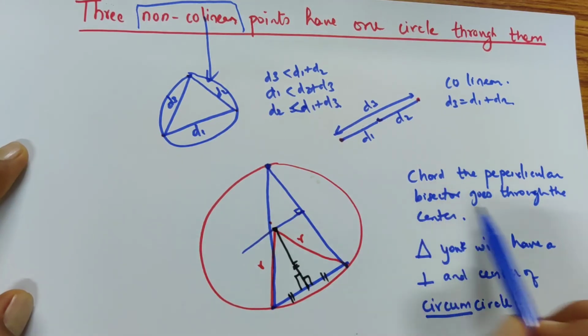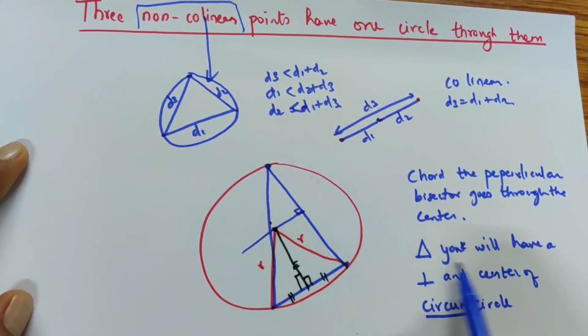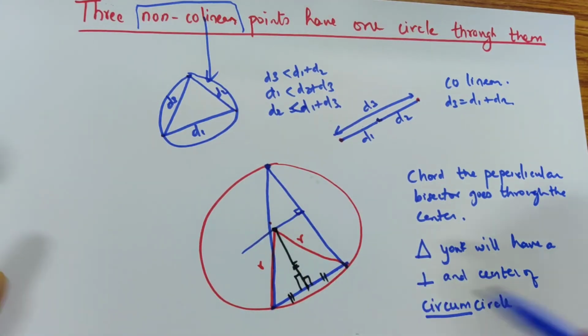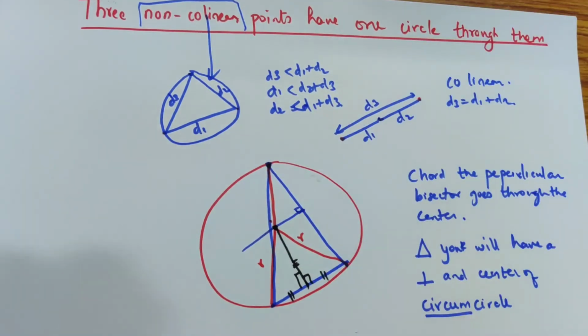So the perpendicular bisector of a chord will go through the center. And in the triangle, you will have two perpendicular bisectors you can take, any two. That will give you the center of the circumcircle, and then of course the distance to all three will be the same. And it will cover all 3 points, and there is only one such circle.